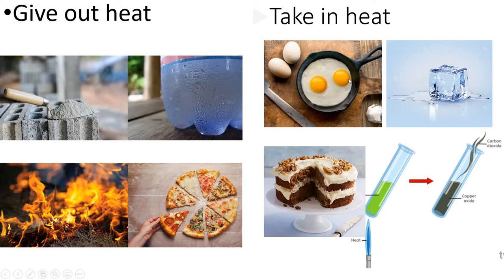Now take in heat, cooking is the main example that I've got here. So if you heat up an egg, it will undergo a chemical reaction and it will cook. It's the same with a cake. Yeah? And ice melting, this is an example where I put in heat and a reaction happens. In this case it's a physical change rather than a chemical change.